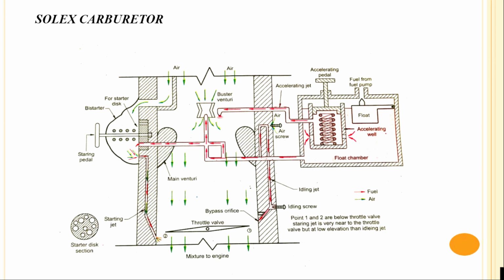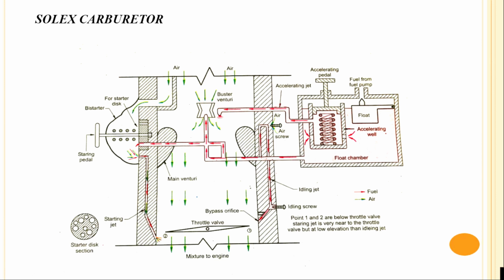Now we will discuss different conditions in the Solex carburetor. It is the most common type of carburetor, which is used in all standard cars. It is famous for easy starting, good performance and reliability. It is provided with a basic jet required for starting and normal running, and also with a separate idling jet and accelerating jet.